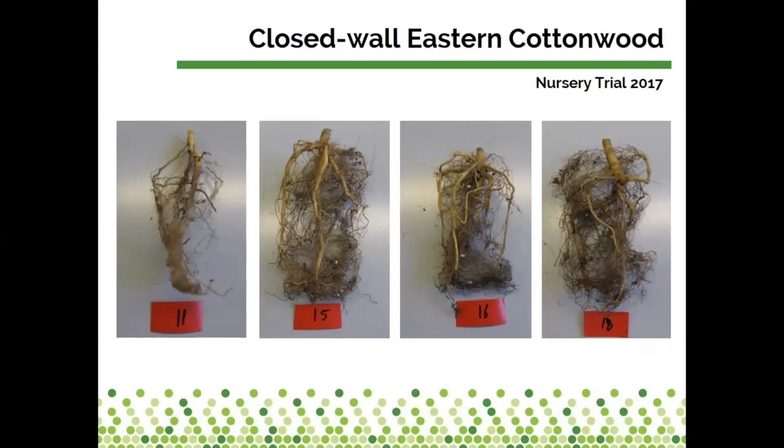So then, to kind of wrap things up in terms of what we saw coming out of that 2017 nursery trial in the greenhouse that Charlene showed you the photos of, I've just included photos of the eastern cottonwood seedlings that we grew in RootSmart trays. But we also grew them in a standard closed wall tray with a very similar cell size to the RootSmart. It had a small drainage hole at the bottom and 4 ribs to try to prevent circling, but other than that, it was completely solid wall.